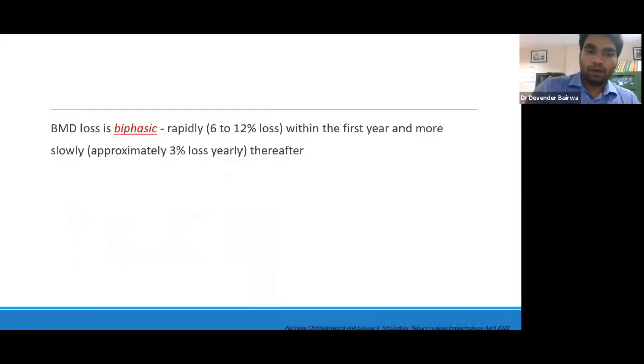Moving on, BMD loss is biphasic when therapy is given. So for the first 3 to 6 months, there is a rapid loss, 6 to 12% loss within the first year, and more slowly, approximately 3% loss yearly thereafter will be occurring.